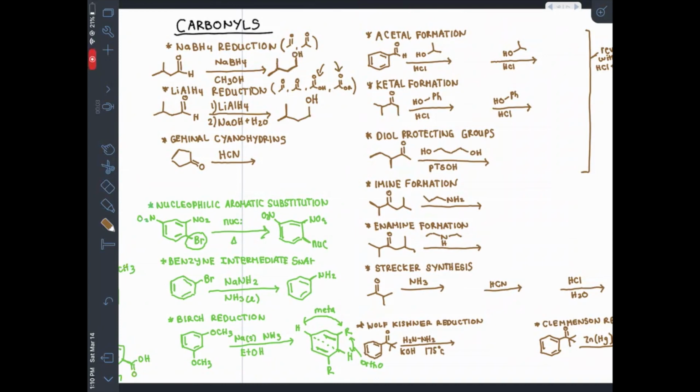Next, we have general cyanohydrin formation. And so in this case, we're taking our carbonyl, and the cyano group is going to attack. So first of all, we're going to protonate because it's an acid, and we protonate that carbonyl to get an alcohol, and then we add our cyano group, so our nitrile.